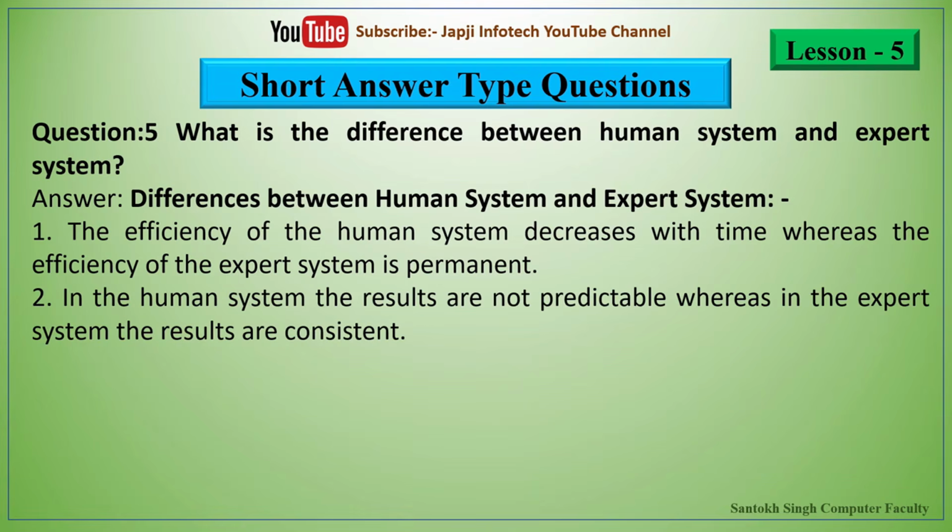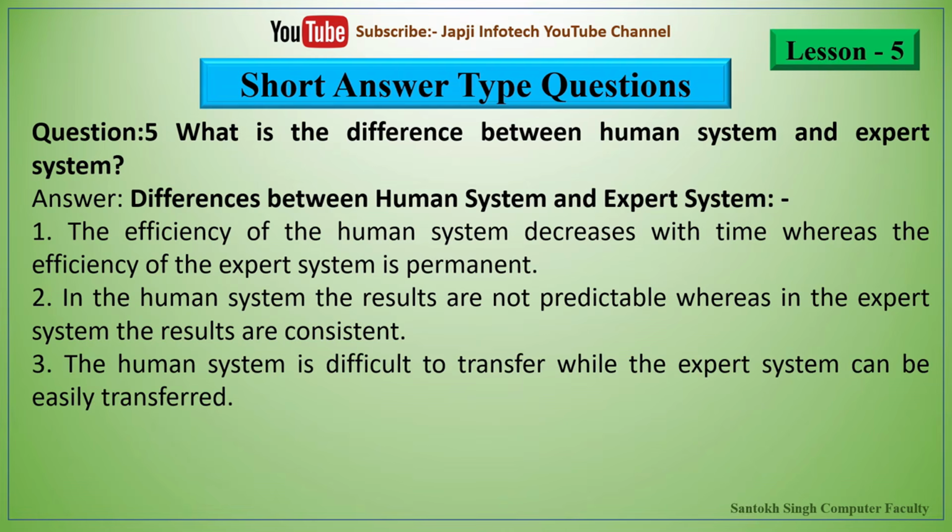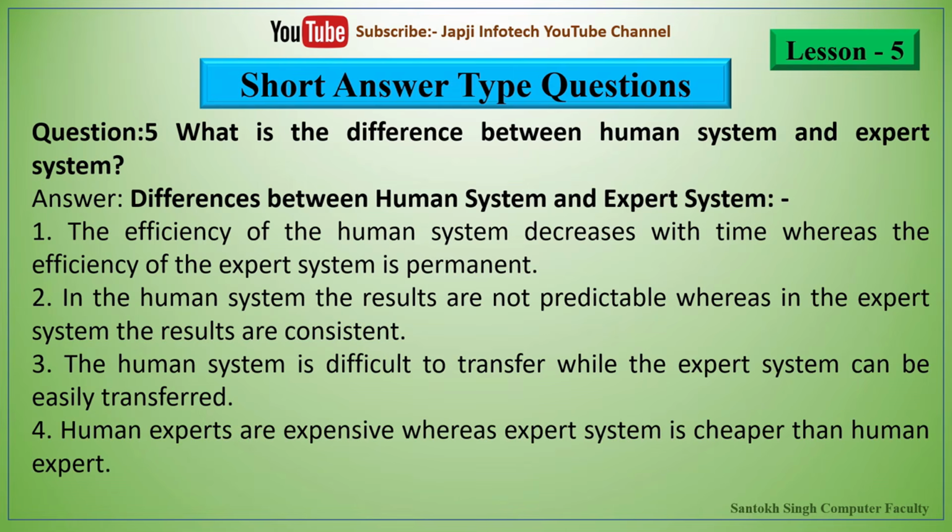Second one is, in the human system, the results are not predictable, whereas in the expert system, the results are consistent. The third one is, the human system is difficult to transfer, while the expert system can be easily transferred. The fourth one is human systems are expensive, whereas expert system is cheaper than human expert.